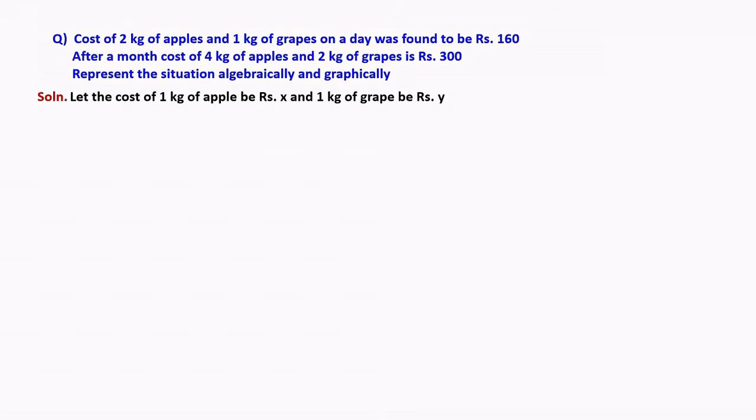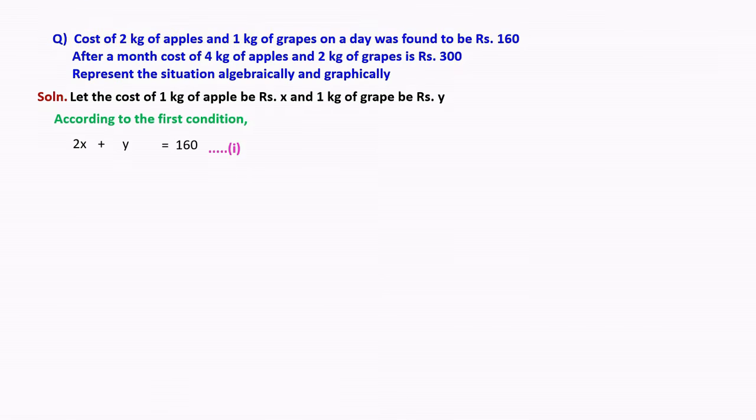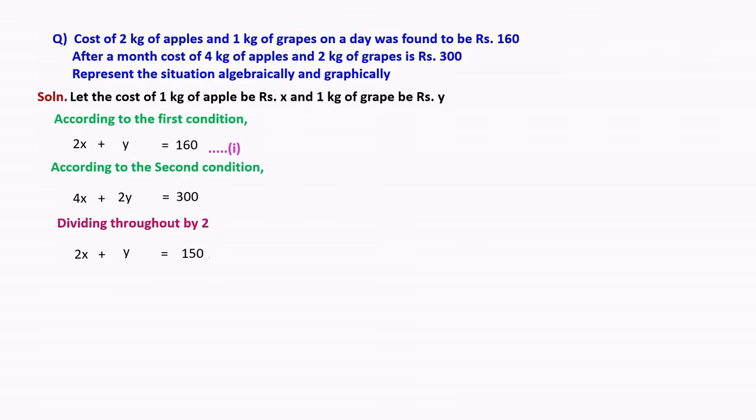Let the cost of 1 kilogram of apple be rupees x and 1 kilogram of grapes be rupees y. So, the cost of 2 kilograms of apples is 2x. According to the first condition, 2x plus y equals 160. This is equation 1. According to the second condition, 4x plus 2y equals 300. Dividing throughout by 2, we get 2x plus y equals 150.